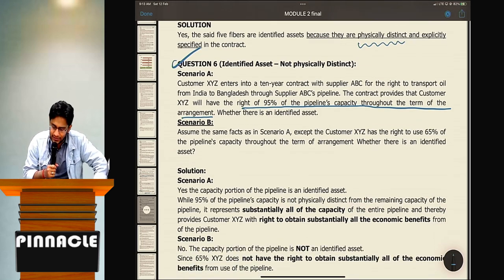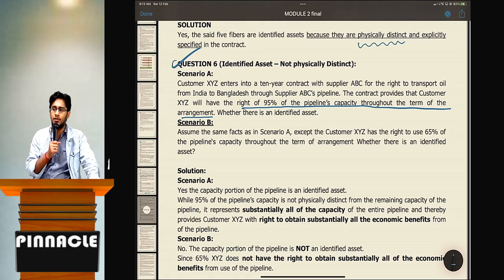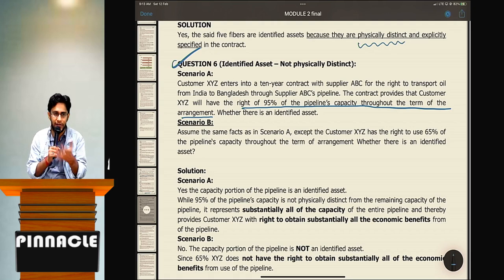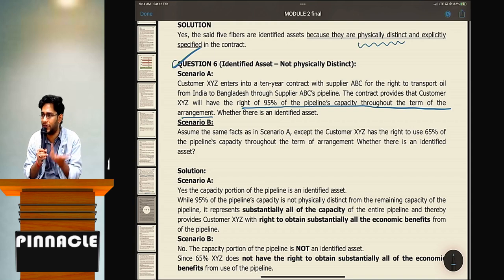Assume the same facts as in scenario A, except that the customer has a right to use only 65% of the pipeline's capacity throughout the term of the arrangement. Sir, 65% is substantial, there is no doubt. But is it substantially all of the capacity? No. Therefore, physically distinct failed. Substantially all also failed. Therefore there is no identified asset.